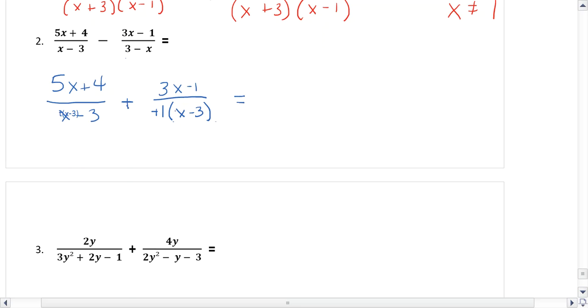So now I have common denominators. I can go ahead and add these. 5x plus 3x is 8x. Plus 4 minus 1 is plus 3. And my denominator is x minus 3. No factoring to do, so that is the simplified answer.